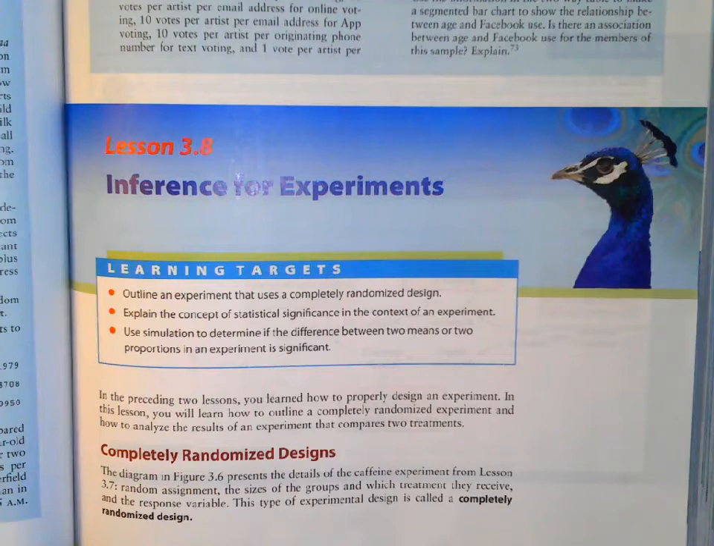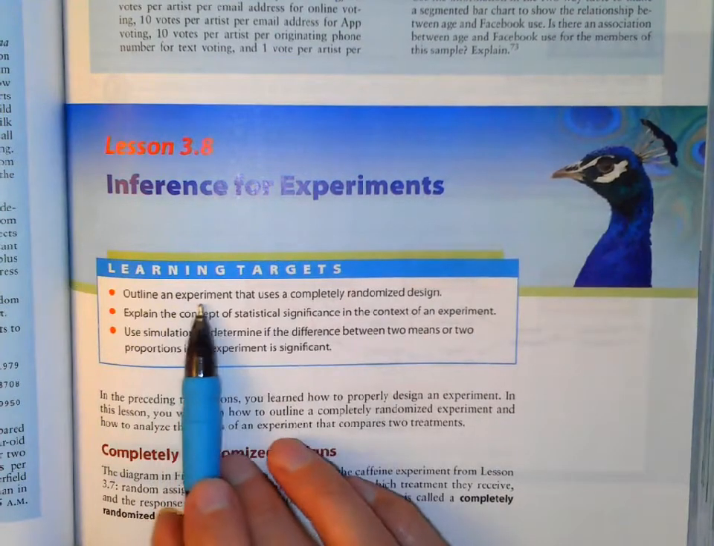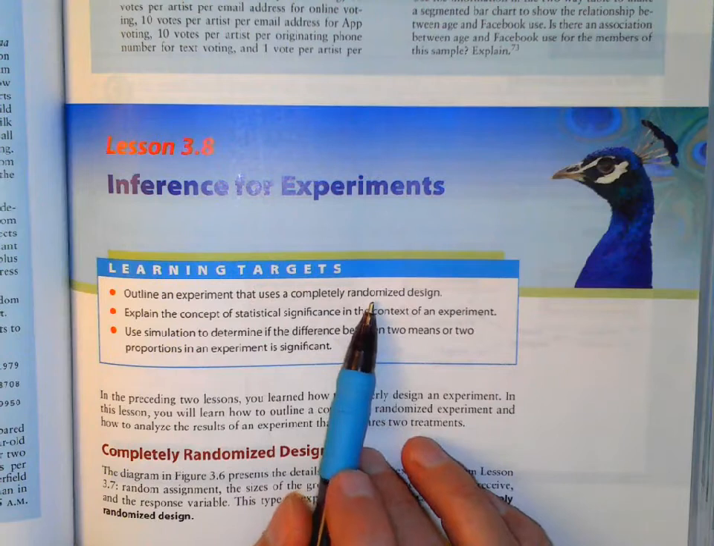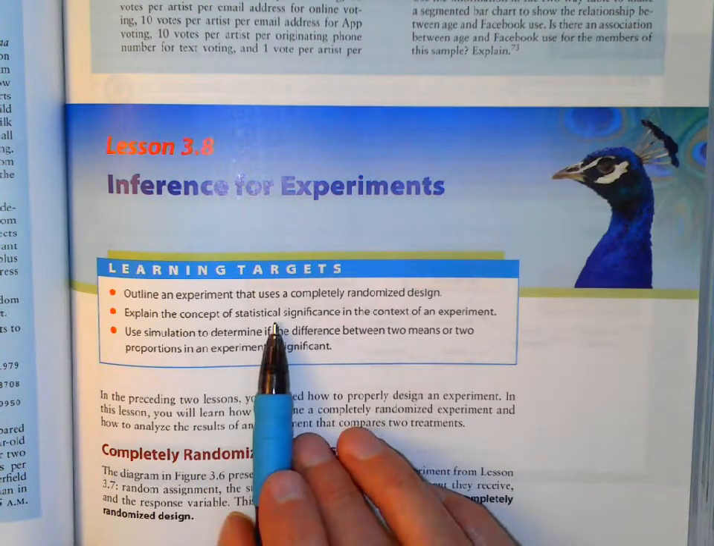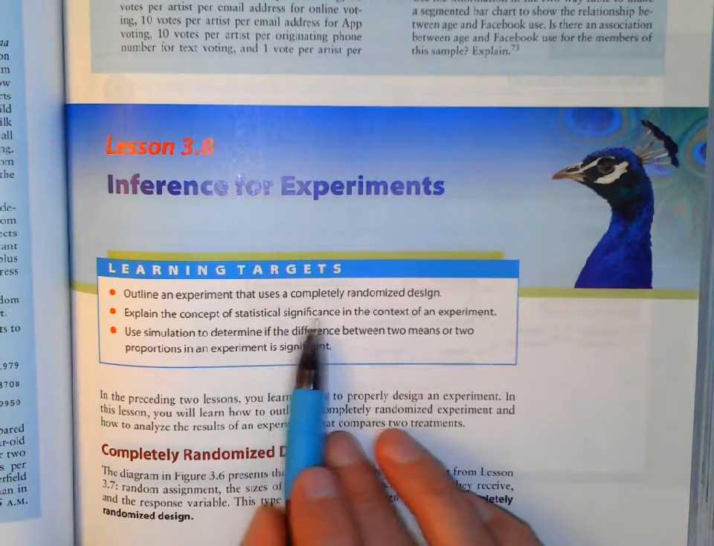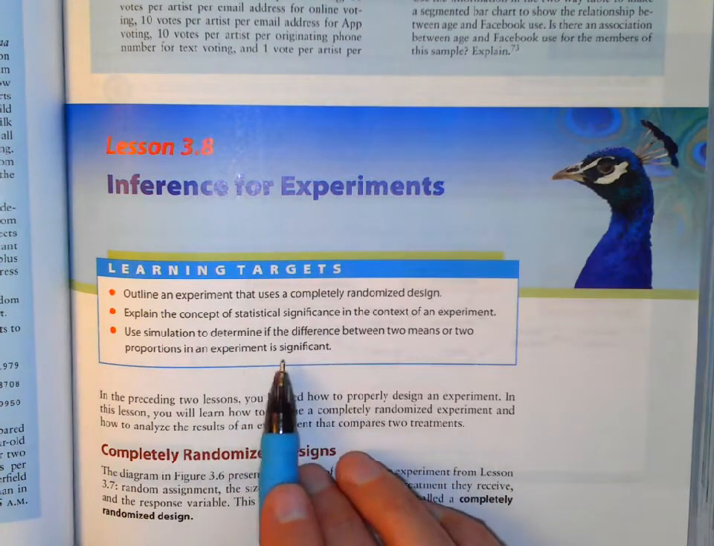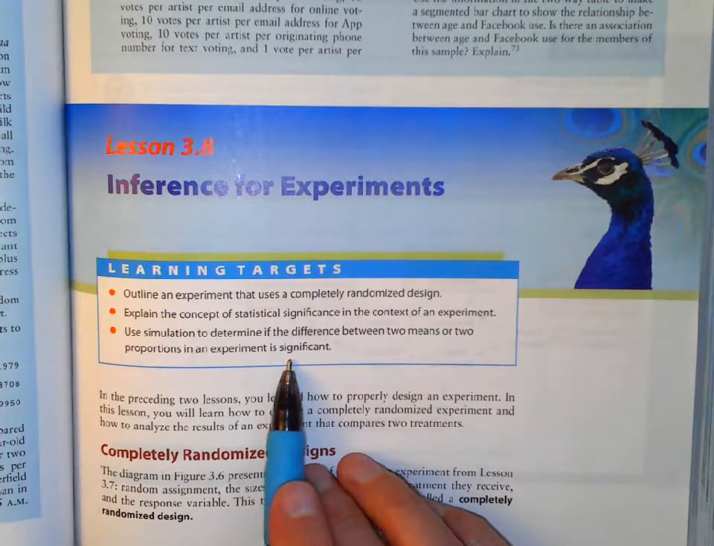Okay, lesson 3.8, we're going to talk about experiments and inference, like how do we decide if it's meaningful or not? Okay, so first we're going to talk about how to outline an experiment that uses a completely randomized design. We're going to explain this concept of what does it mean to be statistically significant, and then we're going to use simulation to see if things really are statistically significant.